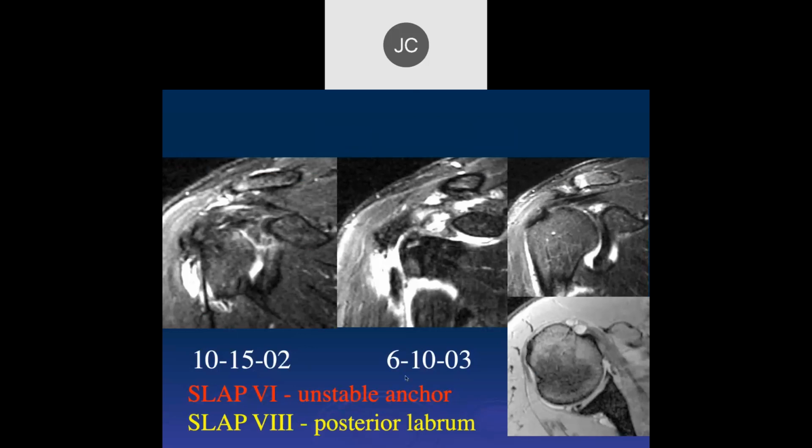And then a lot of these can overlap. Here's one where you have both a 6 and an 8. I'm not going to go through all the different portions of the labral tear here because I don't really like to use these designations anymore, like I did a number of years ago. But if you're interested, you can find ways to take these complex tears and throw them into different SLAP tears if you want.